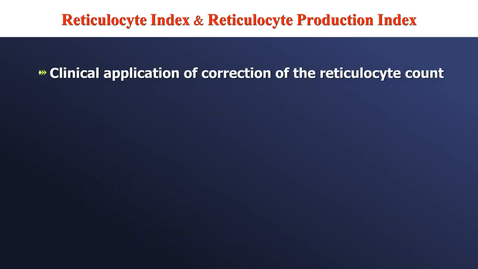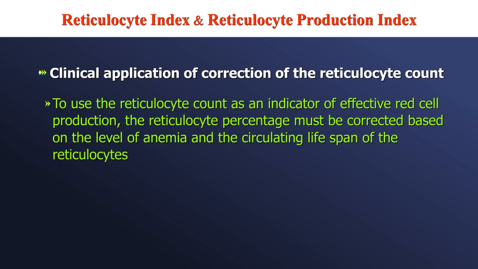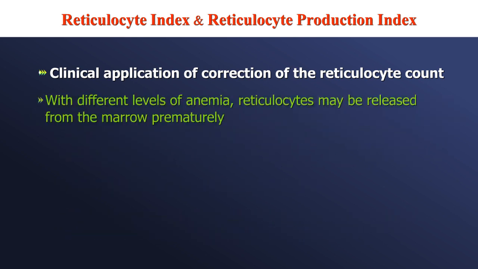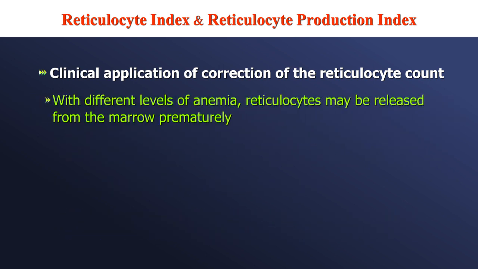Clinical application of correction of the reticulocyte count. In order to use the reticulocyte count as an indicator of effective red cell production, the reticulocyte percentage must be corrected based on the level of anemia and the circulating lifespan of reticulocytes. Erythroid cells take 4.5 days to mature. At normal hemoglobin, reticulocytes are released to the circulation with approximately 1 day left as reticulocytes. However, with different levels of anemia, reticulocytes and even earlier erythroid cells may be released from the marrow prematurely.